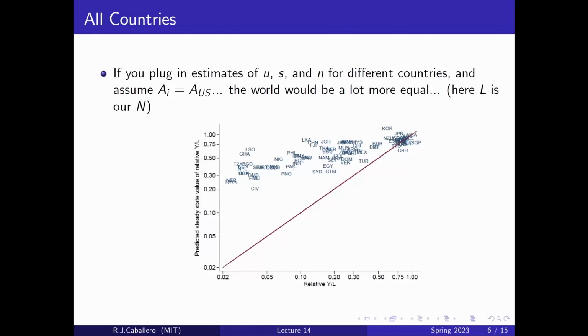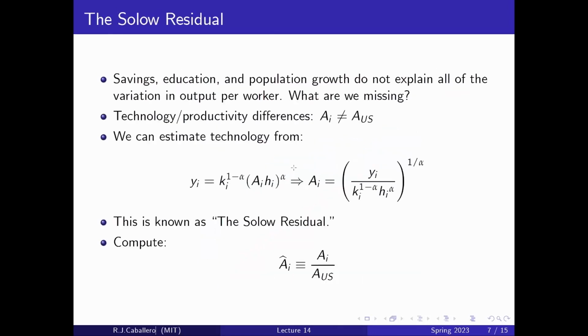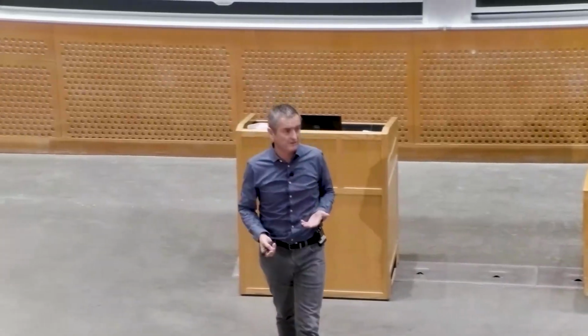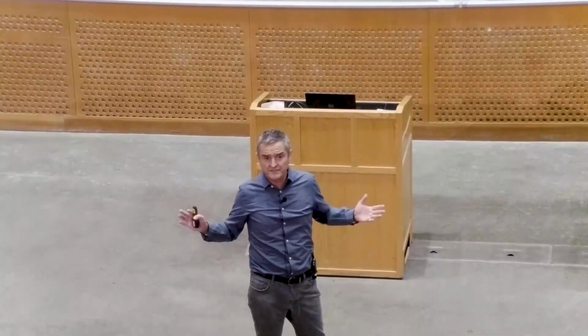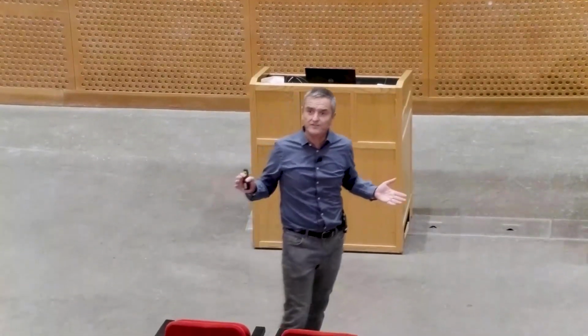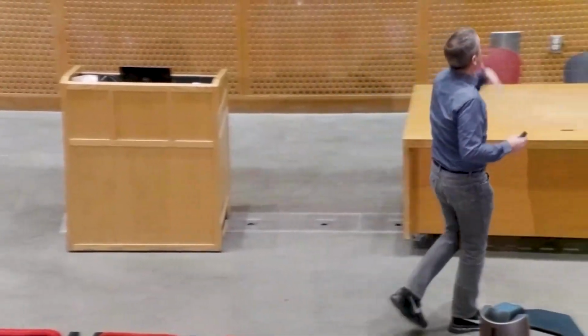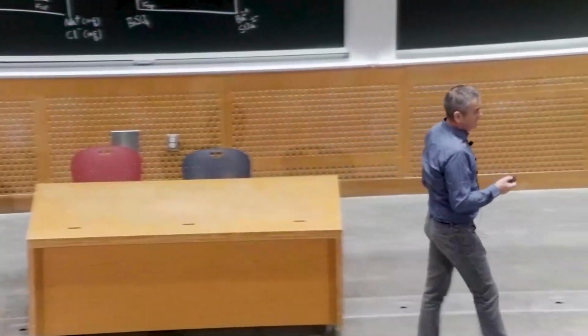So we can't get so far. We need something else. What else do we need to add to really explain the amount of disparity we have? Well, the answer is, again, the Solow residual. It turns out that the assumption that the A's are the same across the world, that the level and the rate of growth are the same around the world, is just a very bad assumption. The levels of technology are very different across different parts of the world.